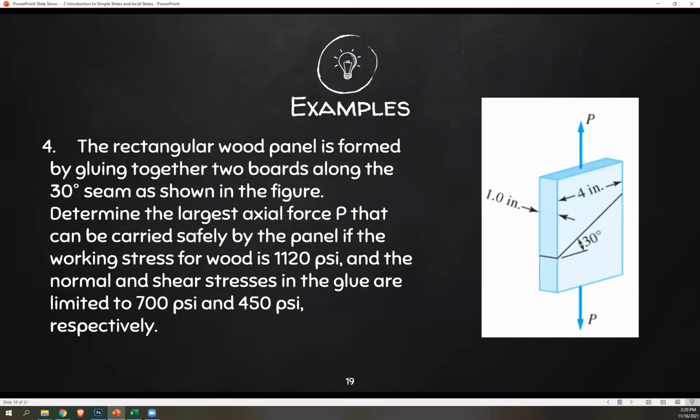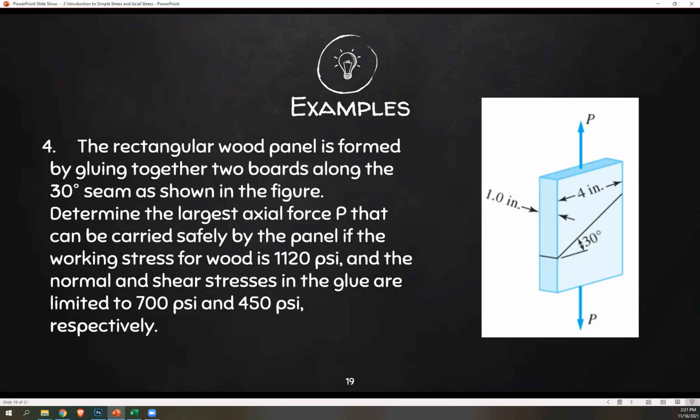Number 4, the rectangular wood panel is formed by gluing together two boards along the 30-degree seam as shown in the figure. Determine the largest axial force P that can be carried safely by the panel if the working stress for wood is 1120 psi and the normal and shear stresses in the glue are limited to 700 and 450 psi respectively. Okay, so again, to analyze, we're just looking for maximum value of P that we can apply here given the following working stresses.